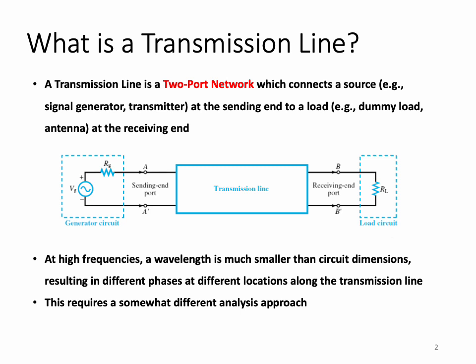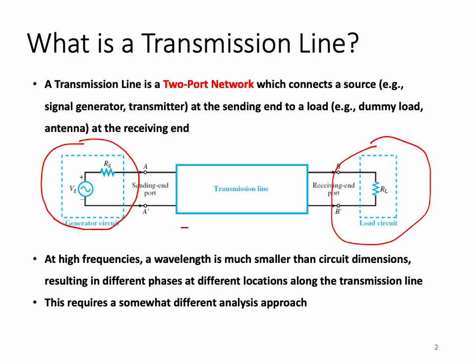A transmission line is a two-port network which connects a source, for example, signal generator or transmitter, at the sending end to a load, for example, a dummy load or antenna, at the receiving end. At high frequencies, where the wavelength is much smaller than circuit dimensions, this can result in different phases at different locations along the transmission line, and therefore requires a somewhat different analysis approach.